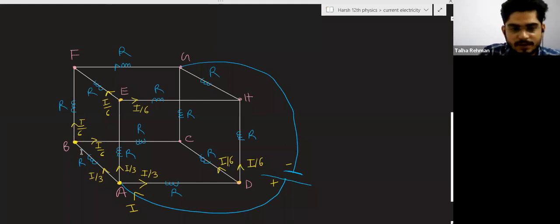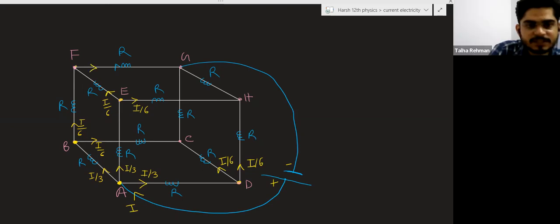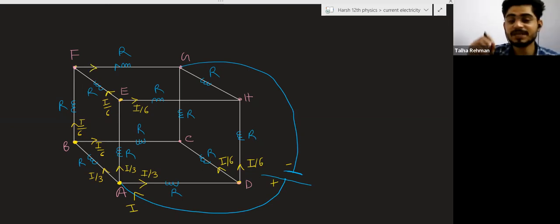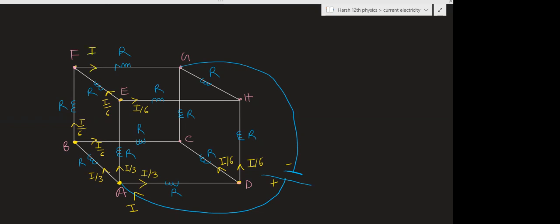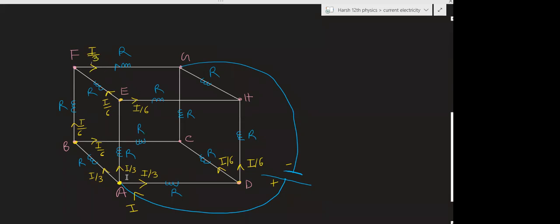Move from B to F, move from E to F. This current and this current are meeting at this point F. And what will be the current in this direction? I by 6 plus I by 6, so it will become I by 3. Here we will add the current. Here the current will be I by 3.